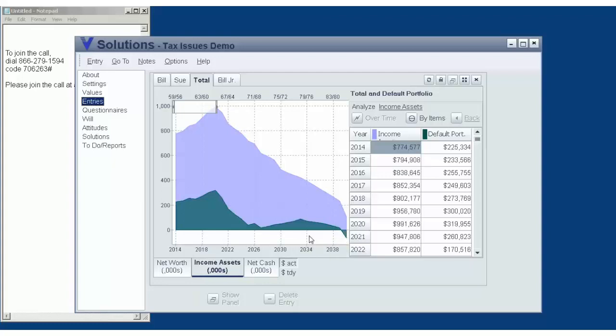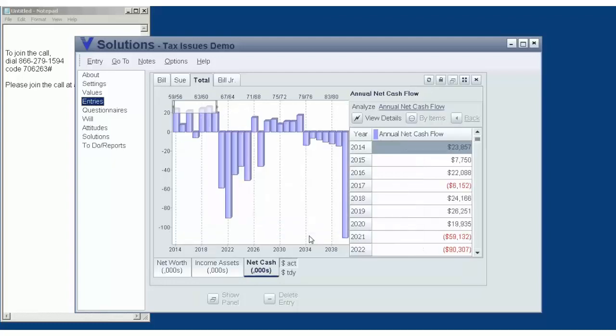The third thing is net cash flow. Net cash flow is what comes in a year versus what goes out. And for all of these graphs, we start off with this overview, but then you can drill into lower levels of detail. And I want to show you this because we'll be doing this later.